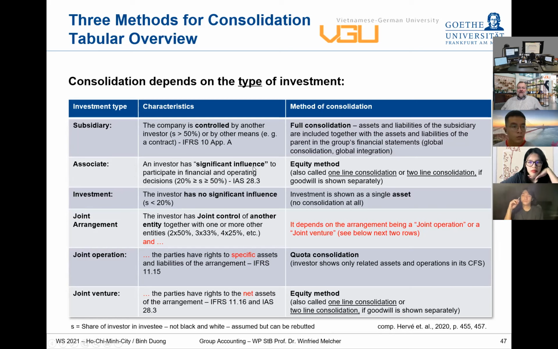So we don't need to learn a new consolidation method. So what do we have? We have the full consolidation, all assets. We have the quota consolidation, so specific assets will go to the group accounts. Then we have the equity method, same thing here. And we have no method because there is no consolidation. So in the end, I think it will be a little bit easier to memorize those consolidation methods.